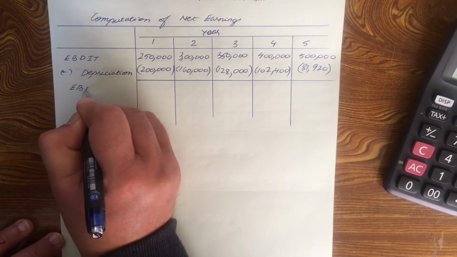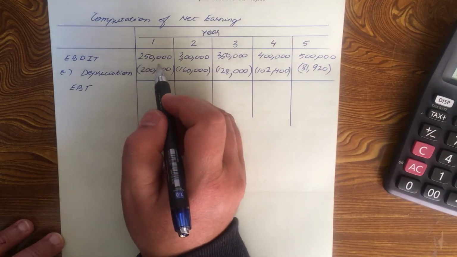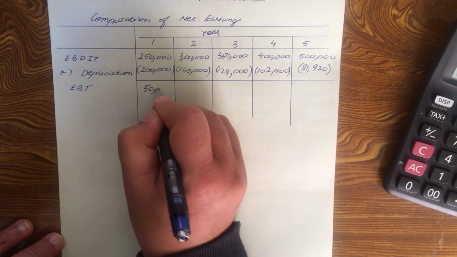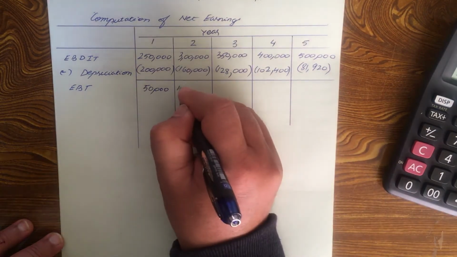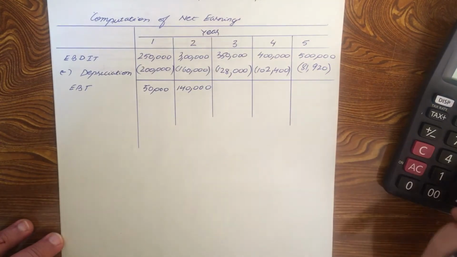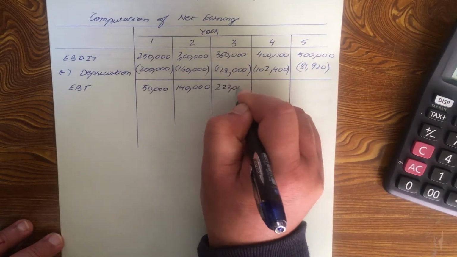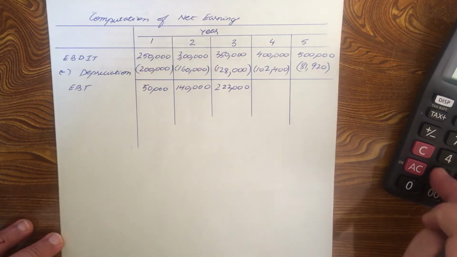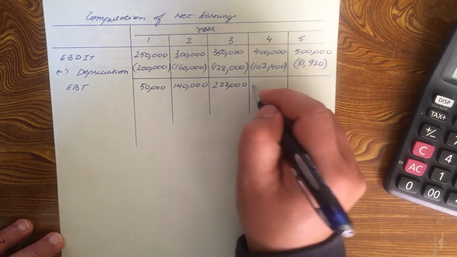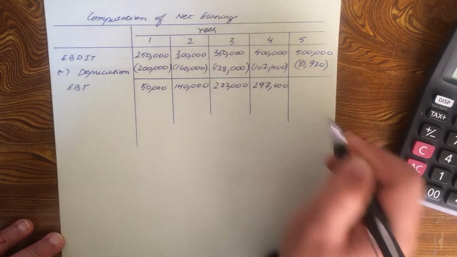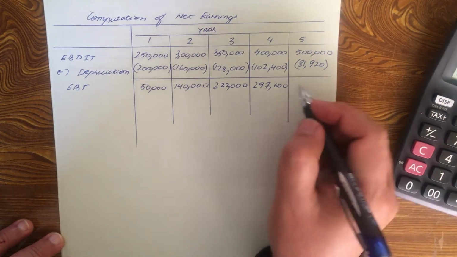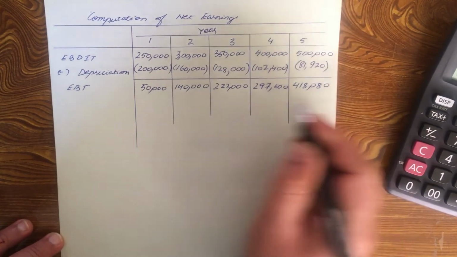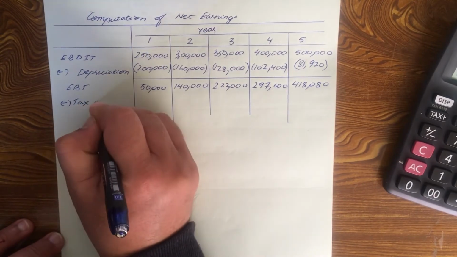So you have earnings before tax. This is 2,50,000 minus 2 lakhs, which is 50,000. 3 lakhs minus 1,60,000 is 1,40,000. Then 3,50,000 minus 1,28,000 is 2,22,000. And then 4 lakhs minus 1,02,400 is 2,97,600. And 5 lakhs minus 81,920 is 4,18,080.